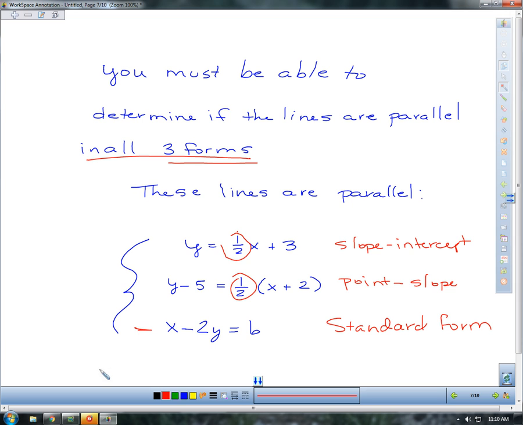Okay, standard form will be a little tougher to find. You're going to have to manipulate it around. But these two, it's real easy to see if they're parallel. Just look at the slope and say, yep, they match, so they have to be parallel.